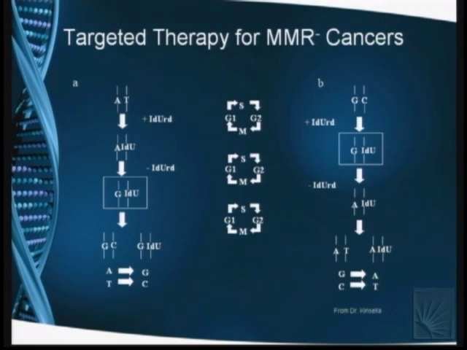Another scenario is, as I said, IUDR pairs up with G, so instead of a C, it can be incorporated in the DNA opposite to G. So you start with a GC pair, and you end up having an AT and A-IUDR pair.